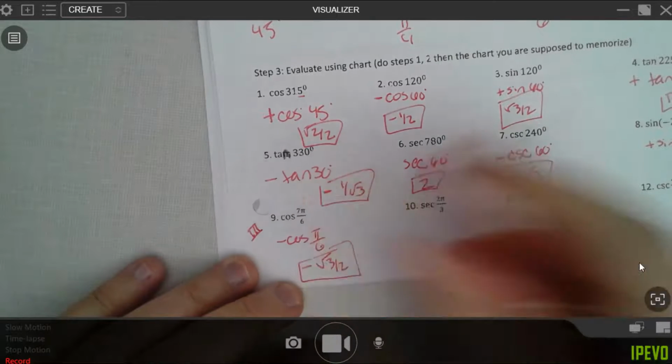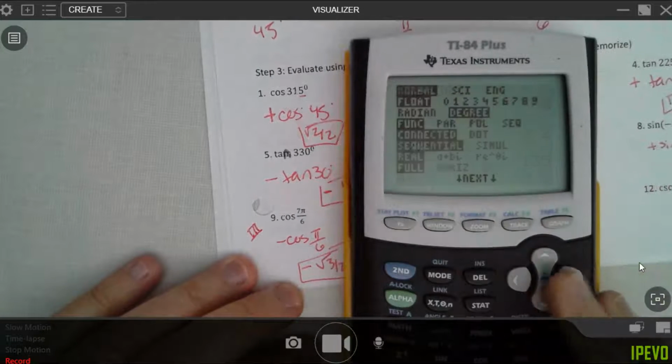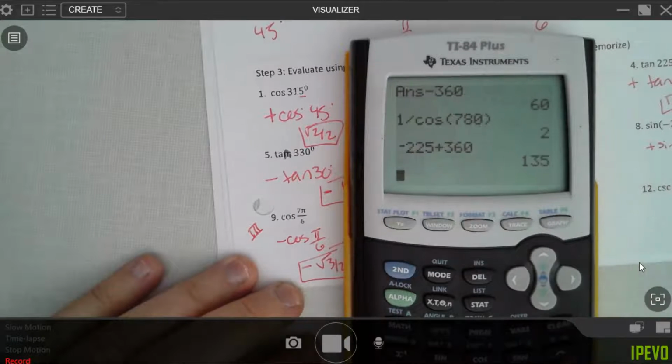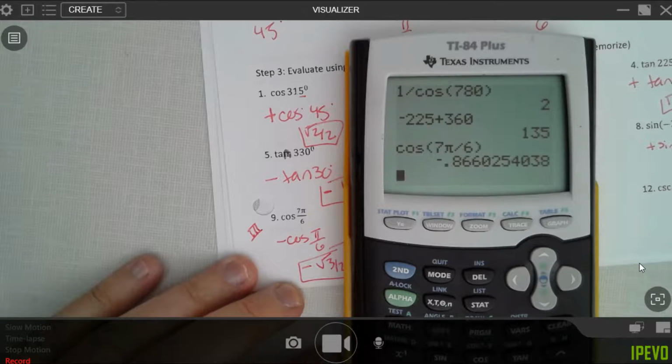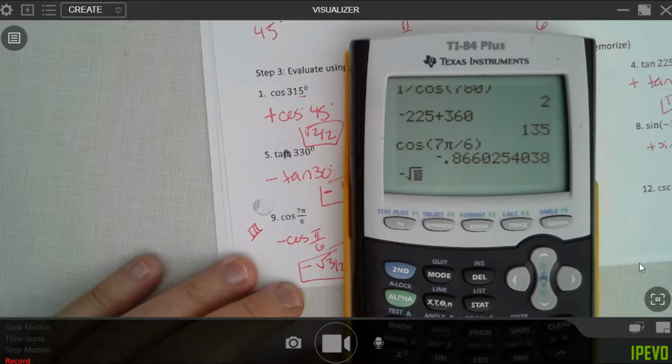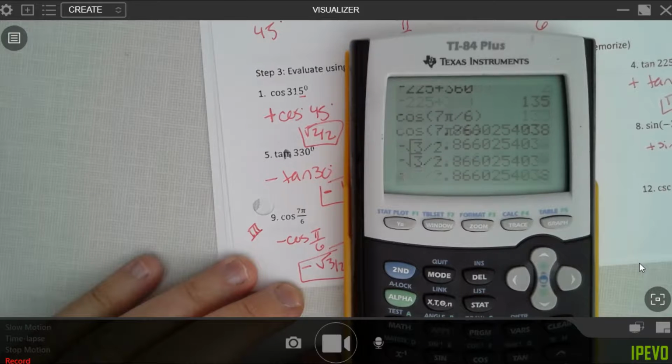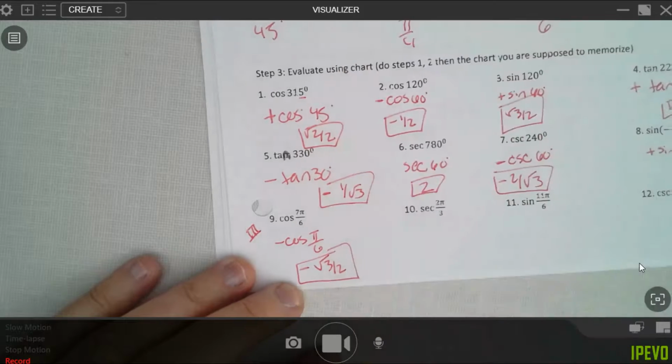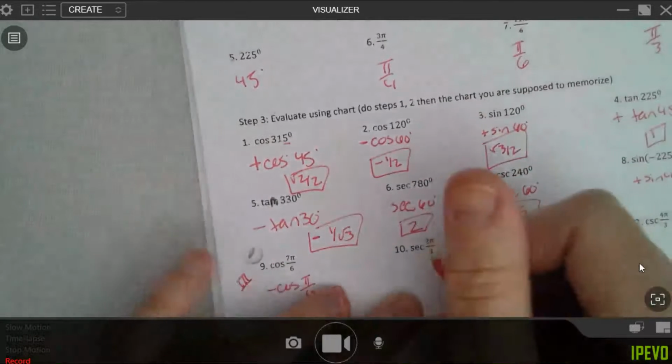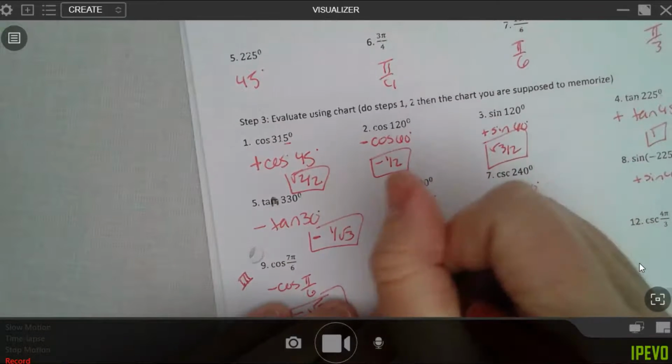If you want to check these in your calculator, you have to go to mode and switch it back to radians in order to be able to try it. Watch. And if I do negative square root of, see, same answer.